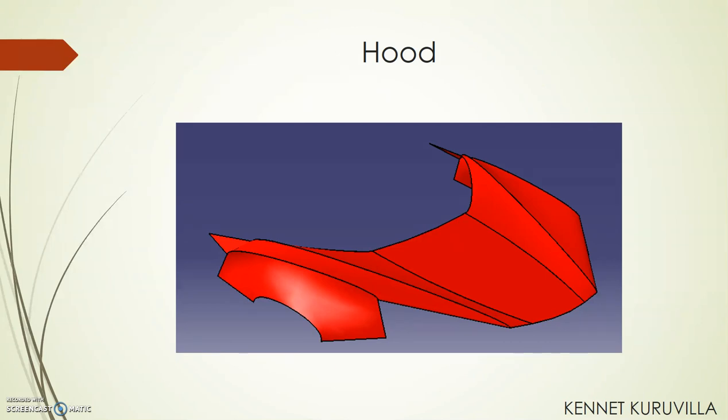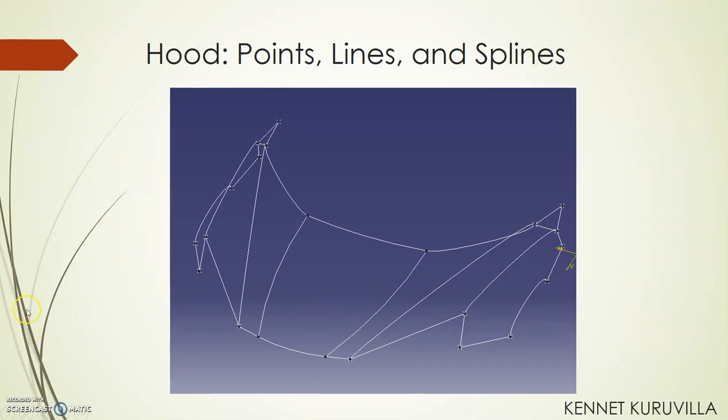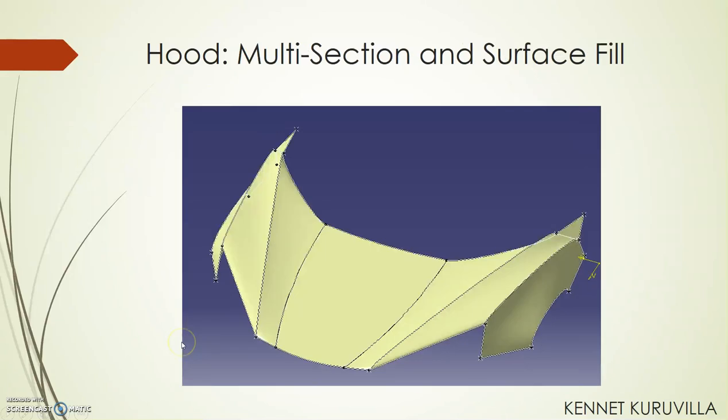Next, I want to just kind of brush over the development of the hood. The hood was developed by making an initial profile sketch, which can be seen right here. And then points were created off of the sketch, and splines and lines were created on the points. Once the lines were created, a combination of multi-section as well as the fill tool was used to get the desired surface and the desired look for the hood.